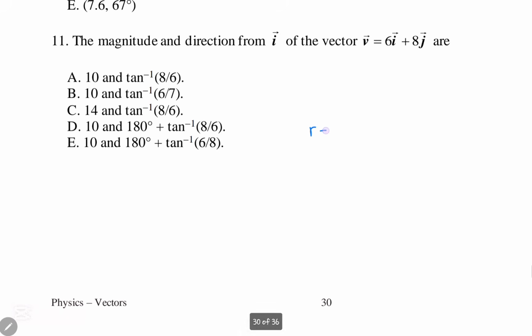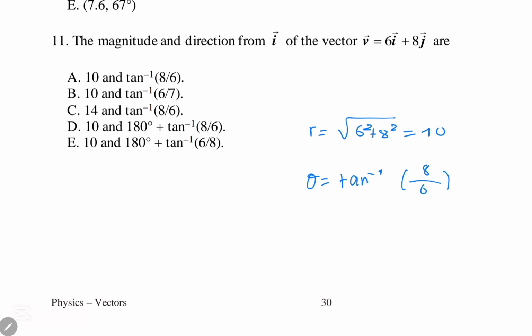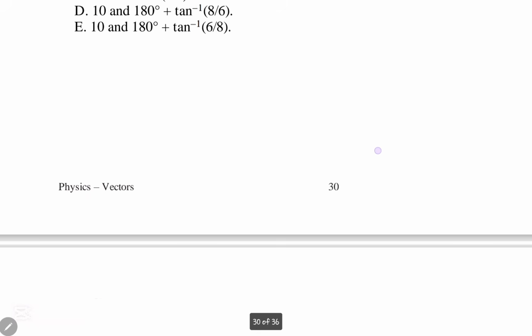So let's find r together. It's going to be radical 6 squared plus 8 squared, so it's going to give me an answer of 10. All right, and now they want theta. Theta is equal to tangent inverse of y over x, 8 over 6, and there's no need to add 180 because my x is positive. So my correct answer for 11 should be A, and yes, it is the correct answer, okay?